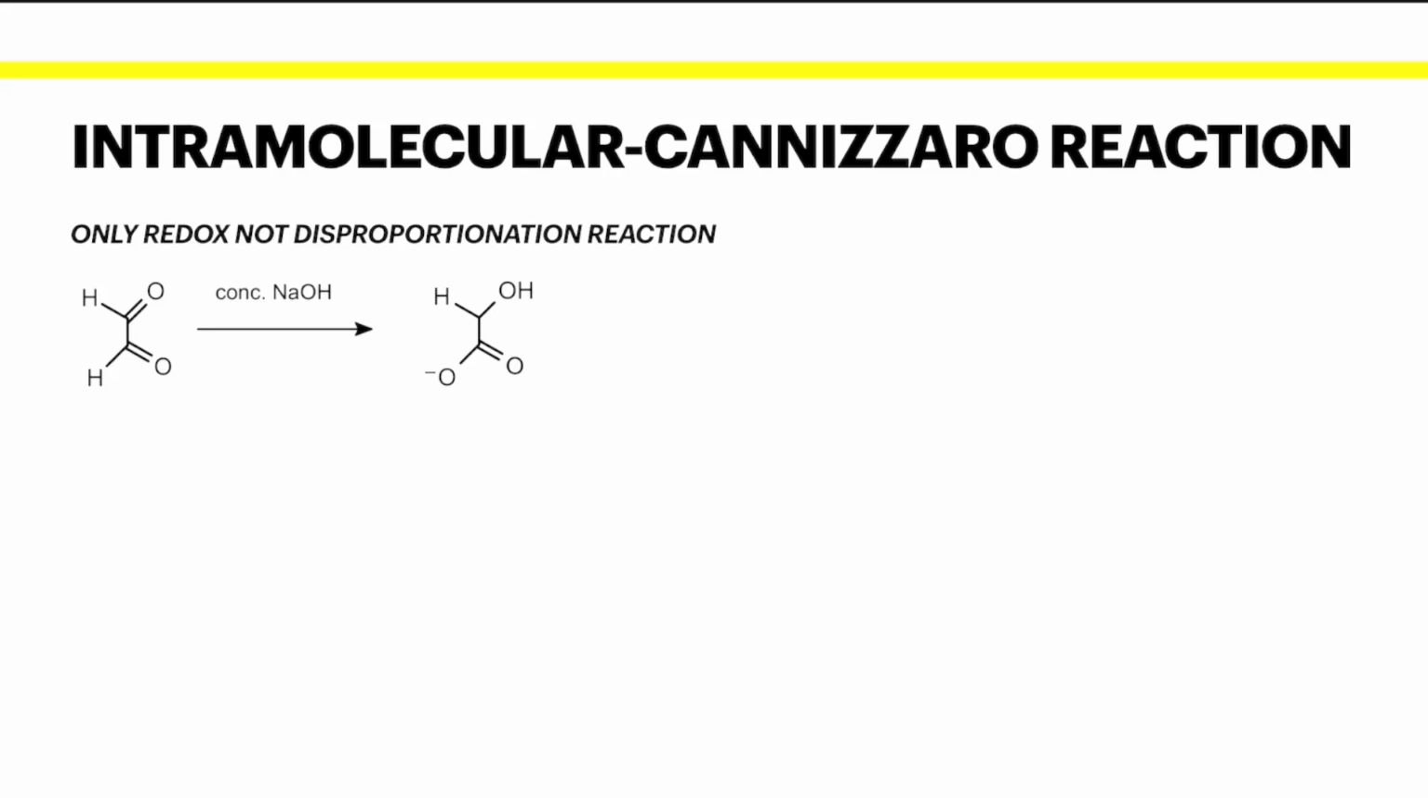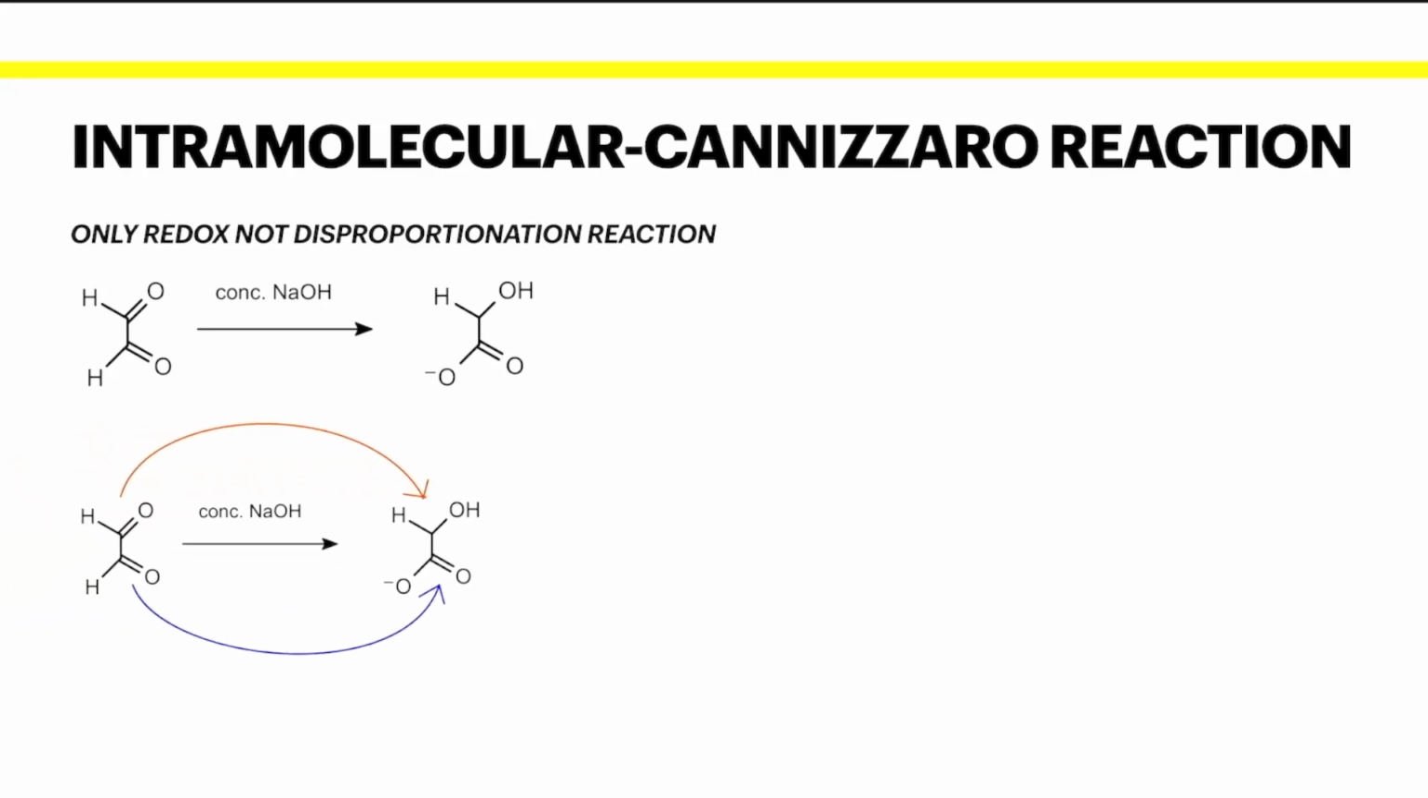Let's move to the next, which is the intramolecular Cannizzaro reaction. Such a Cannizzaro reaction is again a redox, not disproportionation. The reason is that oxidation and reduction of two different aldehyde groups, both without alpha hydrogen, take place, but they are both present in the same molecule. That's why it is called intramolecular Cannizzaro.